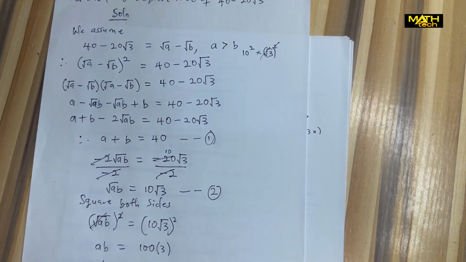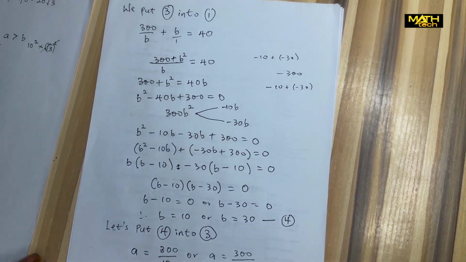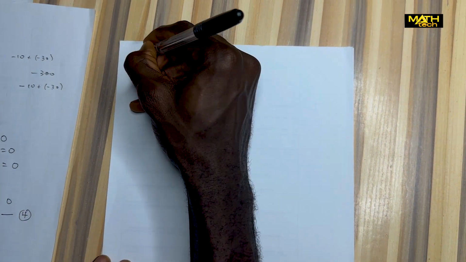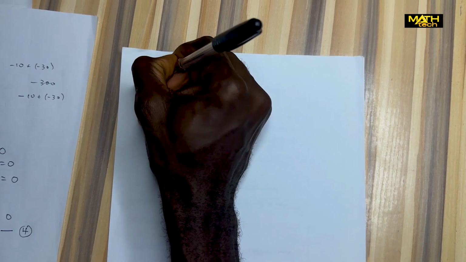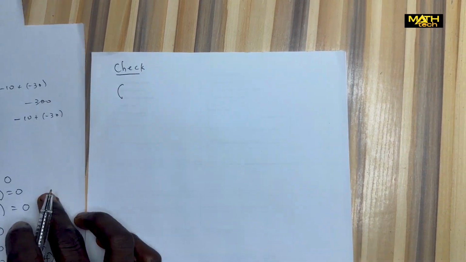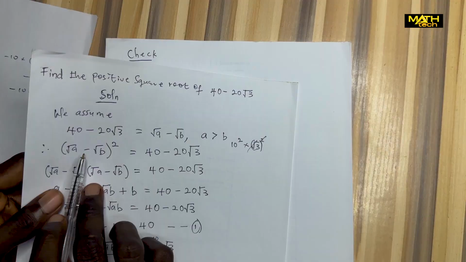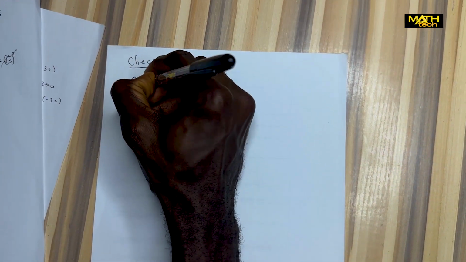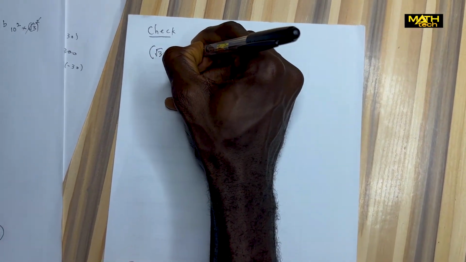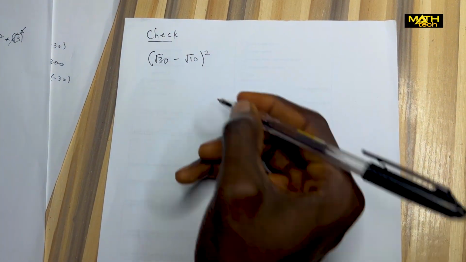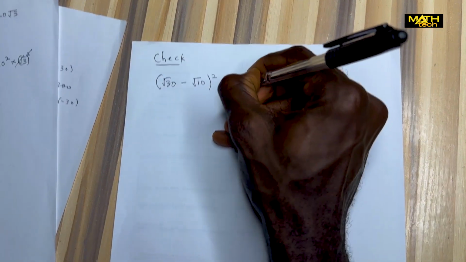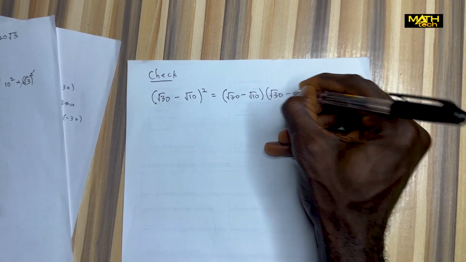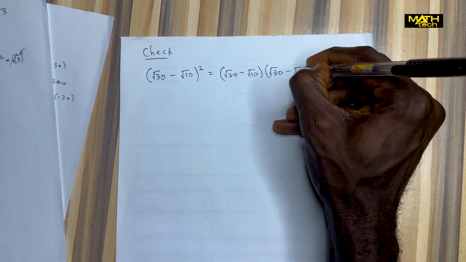I don't know if you guys want us to prove it here, but I think I should just do a quick proof of this. So I will not explain much. So quickly check. Now don't forget we said here, this is what we are working on. We are trying to show that this is equal to this. So our square root of a, square root of 30 minus square root of 10, all square. Now let's see what it gives to us. So this will be square root of 30 minus square root of 10 times square root of 30 minus square root of 10.